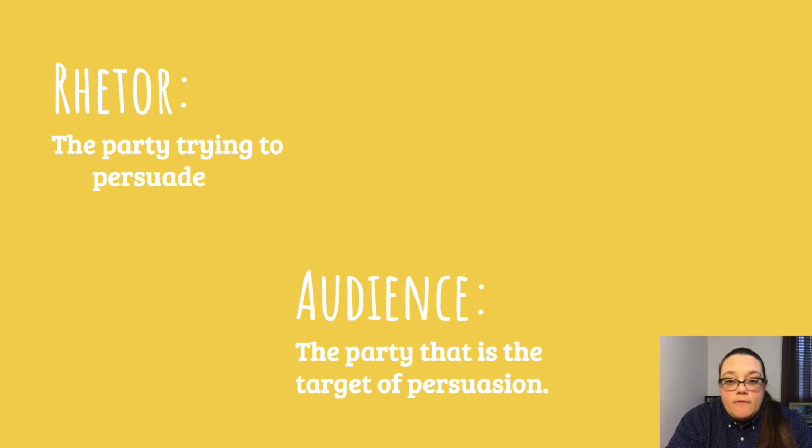We also have to remember the rhetor and the audience, and in the work that we'll do in our rhetorical analyses, these are the two parties we're going to be concerned with. The rhetor is the party that's attempting to persuade, so that's the author or the speaker, depending, and the audience is the target of that persuasion.